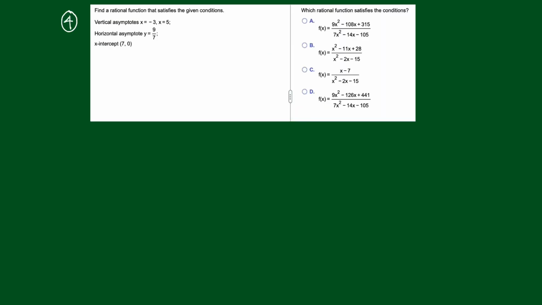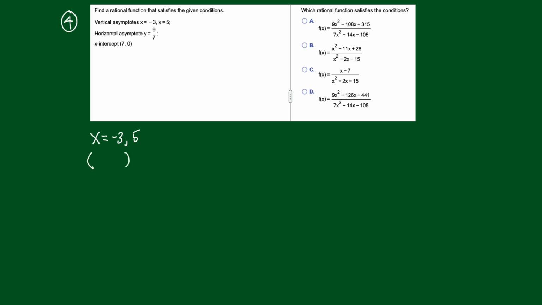What we want to do now is to find, that means construct, a rational function that satisfies these conditions. We've got vertical asymptotes at these two numbers, a horizontal asymptote at this number, and an x-intercept at this number. Well, let's see if we can build this function. Let's start here with these vertical asymptotes. Now, I know vertical asymptotes come from denominators being 0. So here's what we have: negative 3 giving us a 0, and 5 giving us a 0.